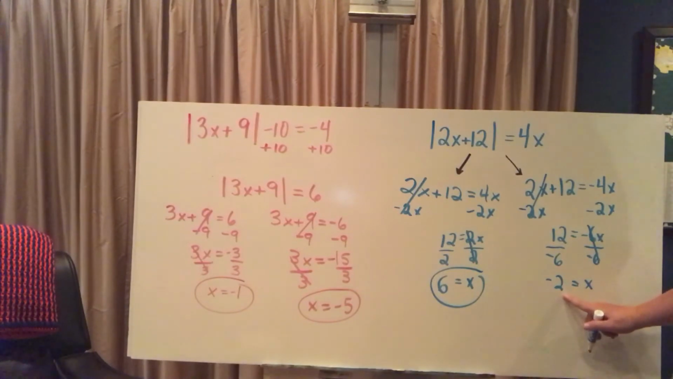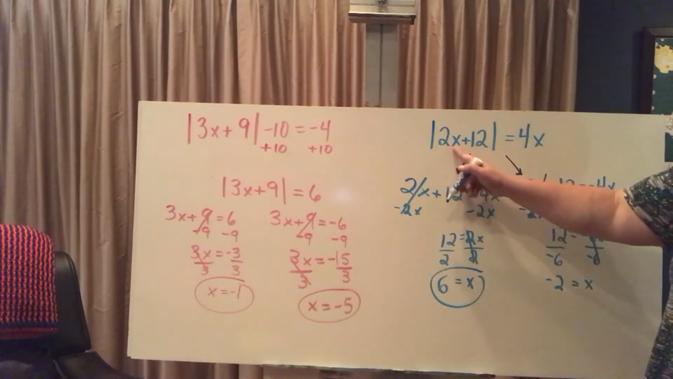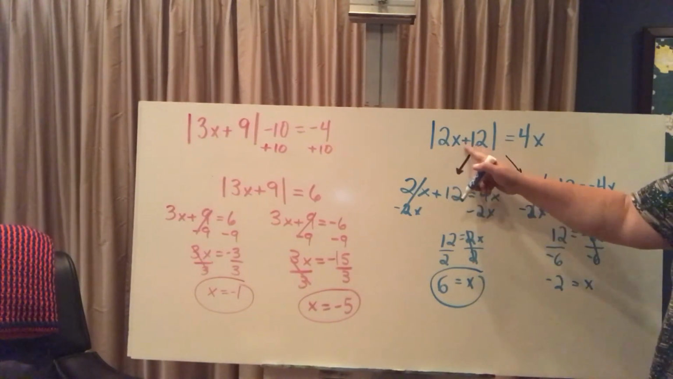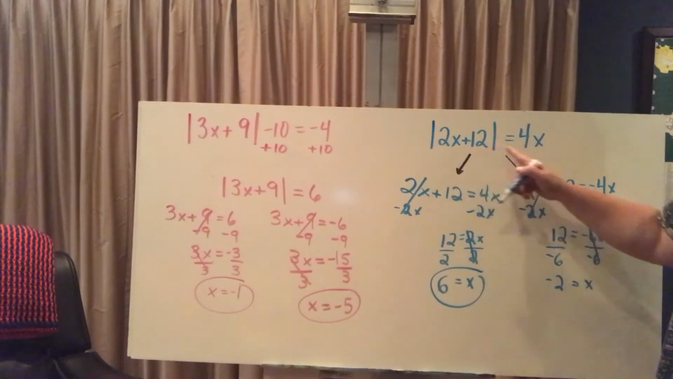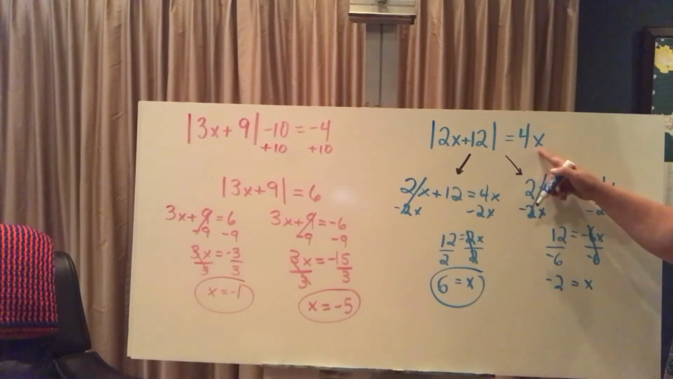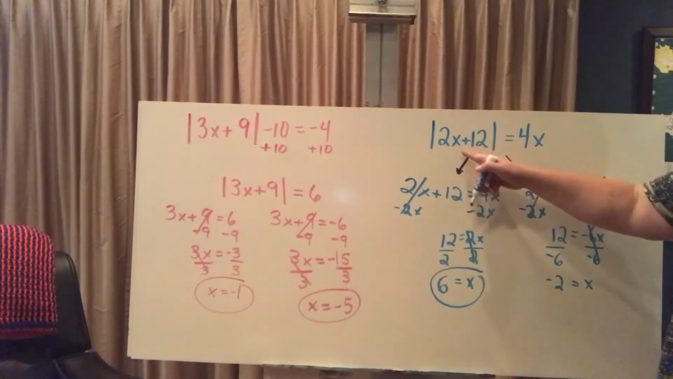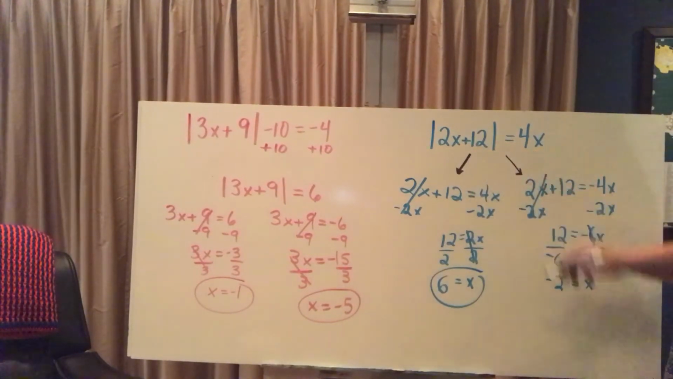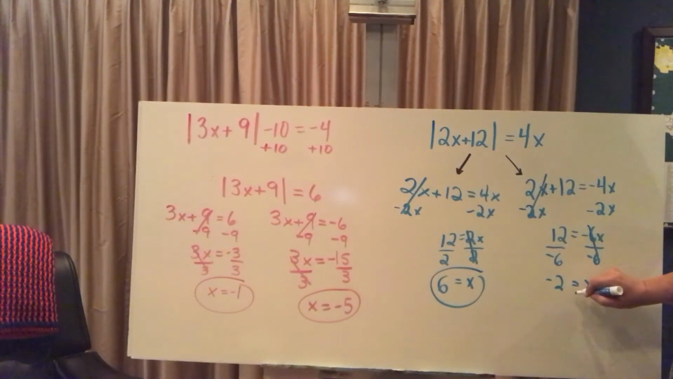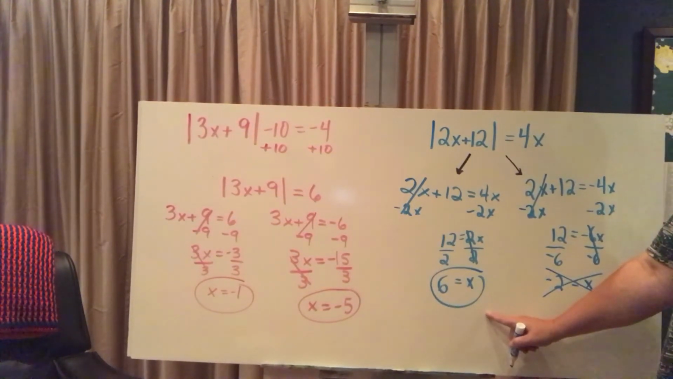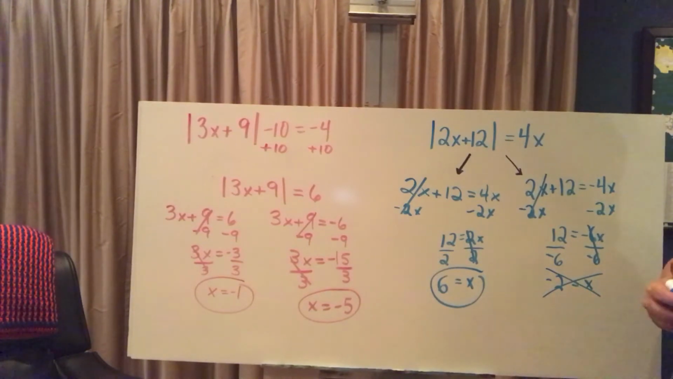Now I'm going to try negative 2. Negative 2 times 2 is negative 4, plus 12 is 8, and 4 times negative 2 is negative 8. This side was worth 8, this side was worth negative 8. This solution did not work. This is an extraneous solution. So in this case, I only have one solution that works: x equals 6.